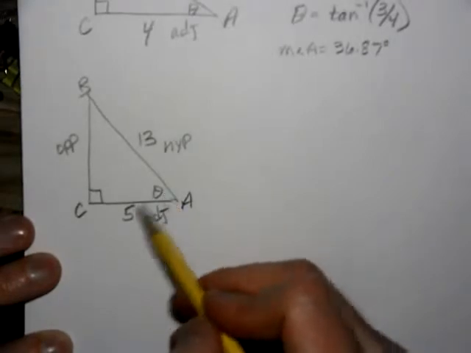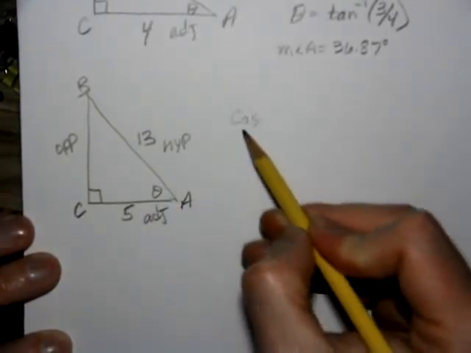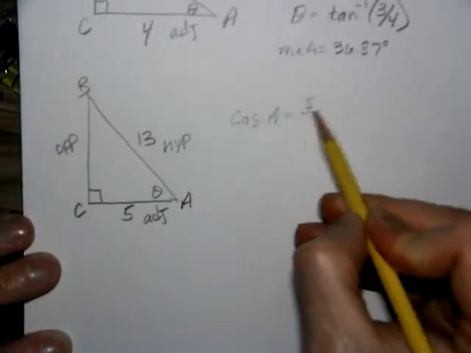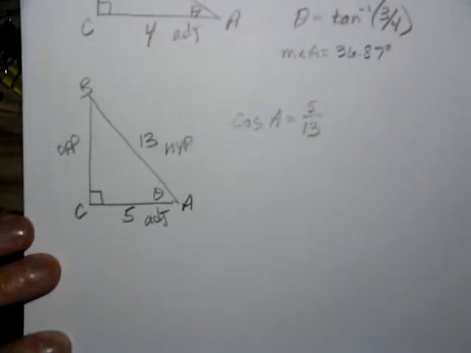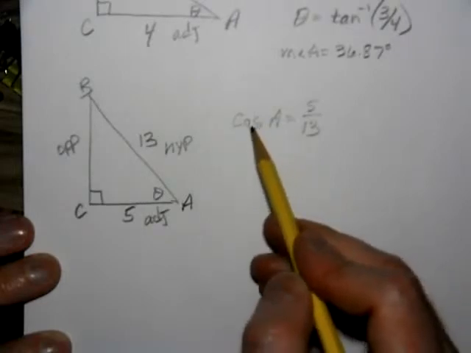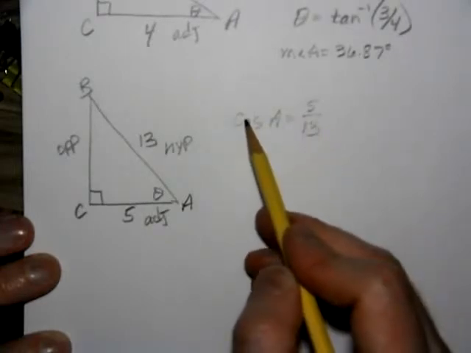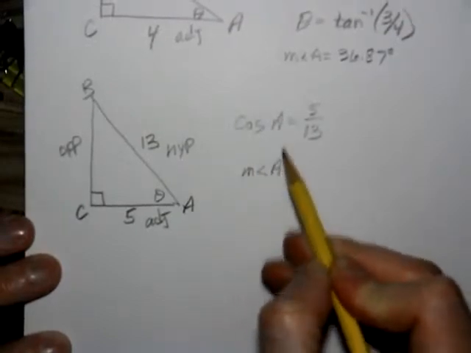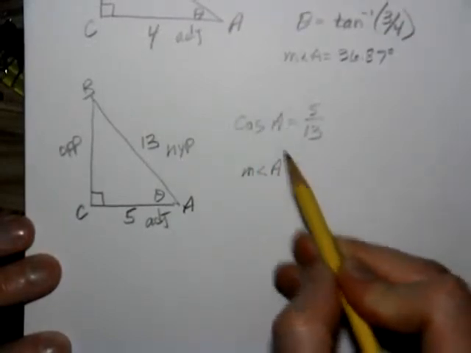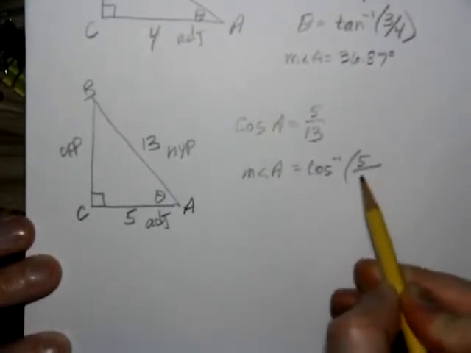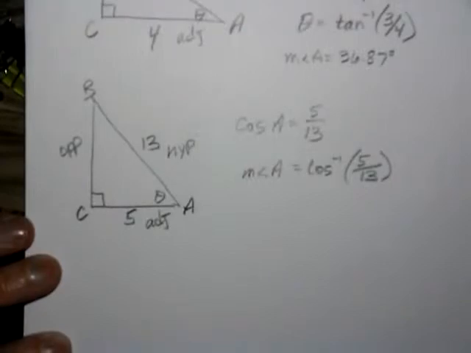So using SOHCAHTOA, we know that we would use cosine of angle A equals the adjacent over the hypotenuse. To get the measure of angle A by itself, we're going to do the inverse. The inverse moves cosine away, so now we have angle A by itself to be cosine inverse of 5 divided by 13.